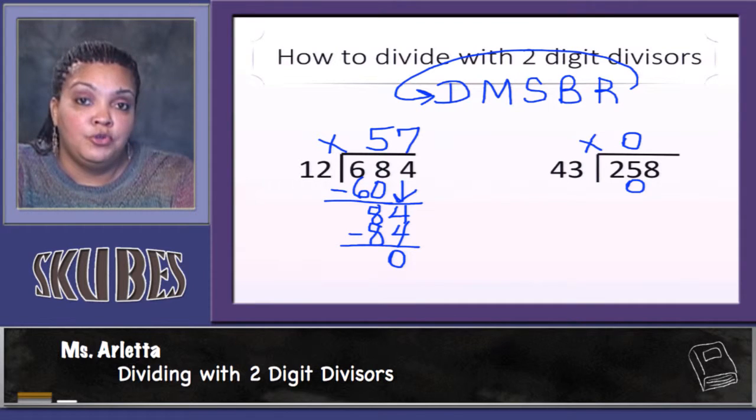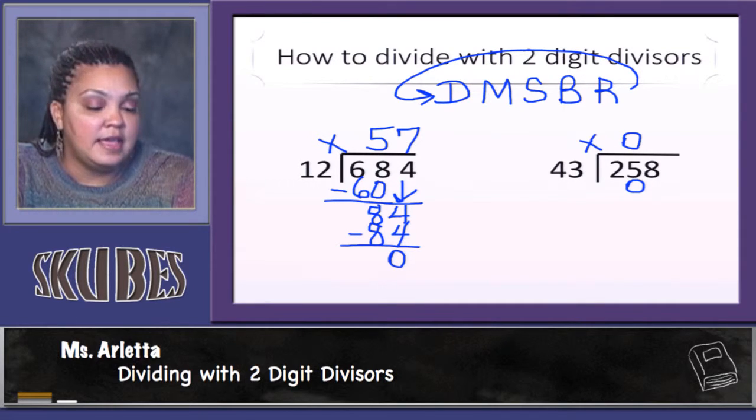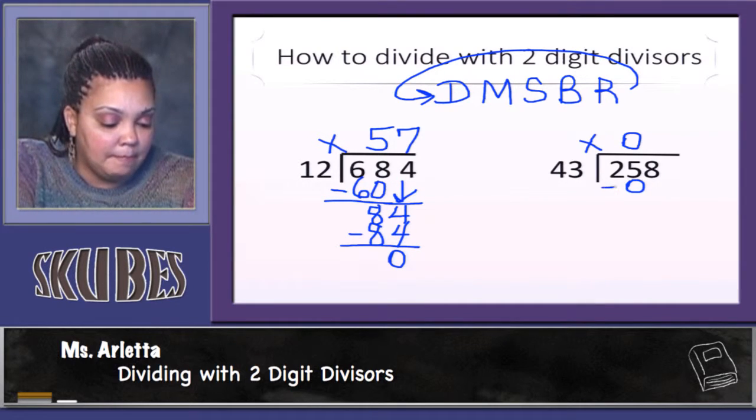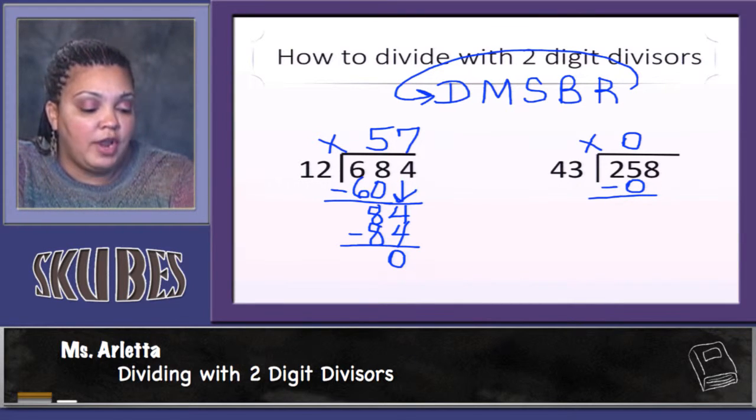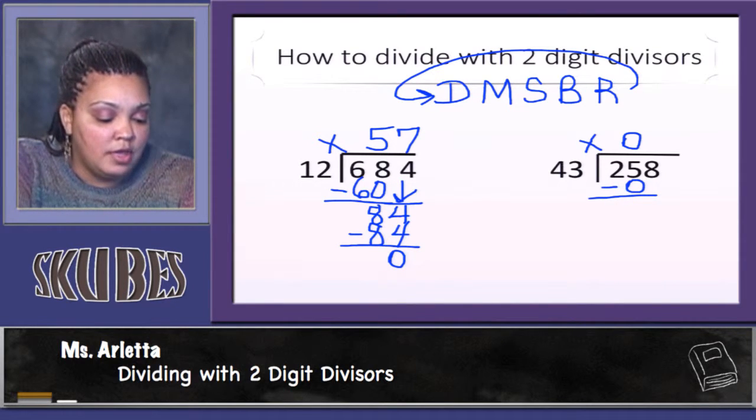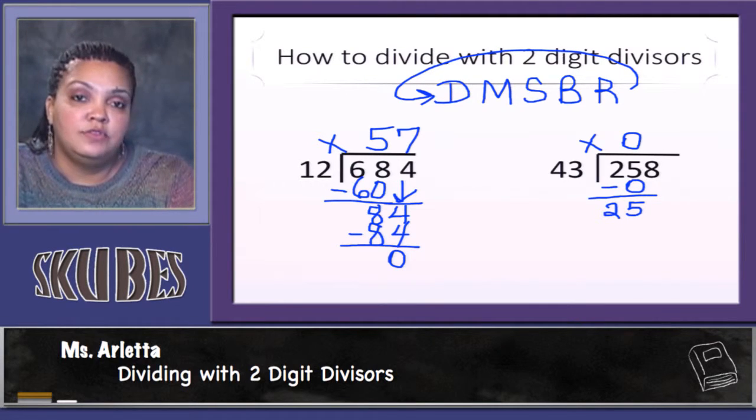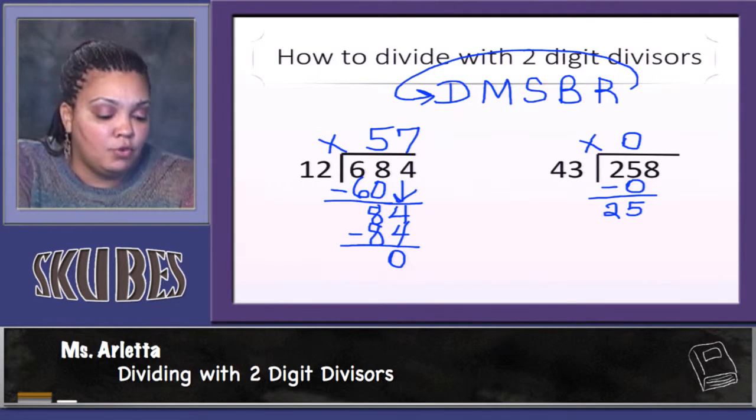The next letter after your M is an S. The S stands for subtract. That means we need to subtract 25 minus 0, and that will give us 25. After your S, you'll see a B. The B stands for bringing down. We'll bring down our 8.